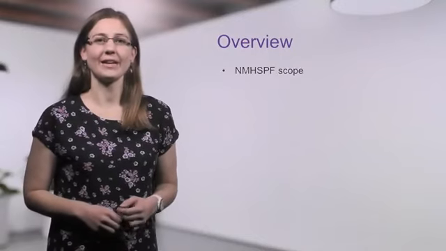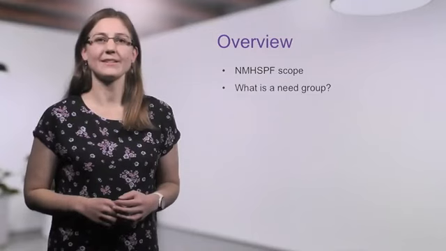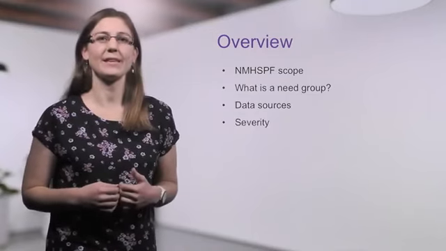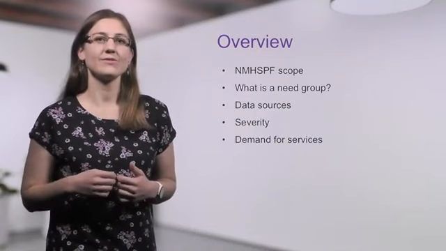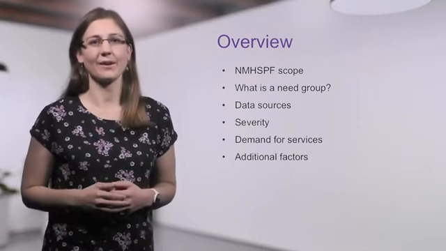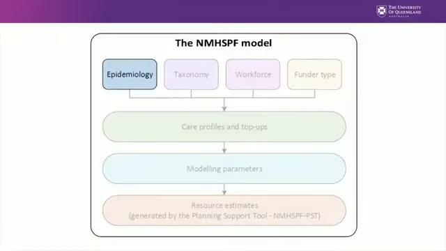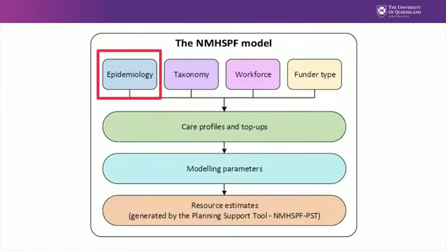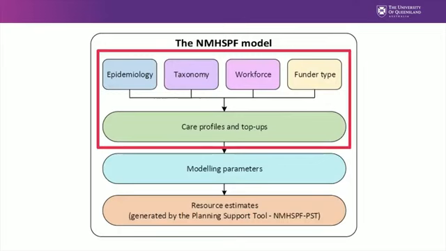We will cover the scope of services in the framework model, how need groups are defined, data used to quantify need, intensity of service need by level of severity, demand for individually tailored care, and additional factors that influence the types of care required. The goal of the epidemiology is to quantify the number of people with mental health service needs in Australia for a given year. The framework uses this information to help estimate the types and amounts of services that should be available.